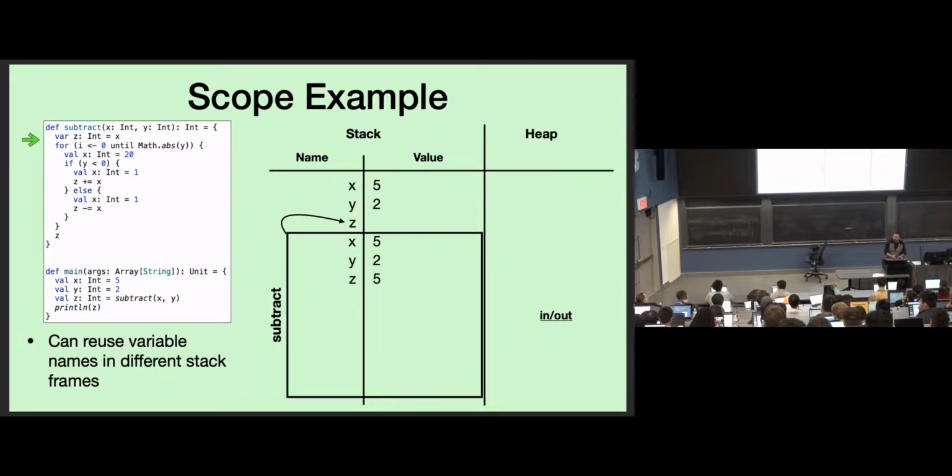Yes? Yeah, so inside the stack frame, this X and Y are the X and Y from the parameter list. And they're assigned the values of the arguments when we call the method, which were 5 and 2.